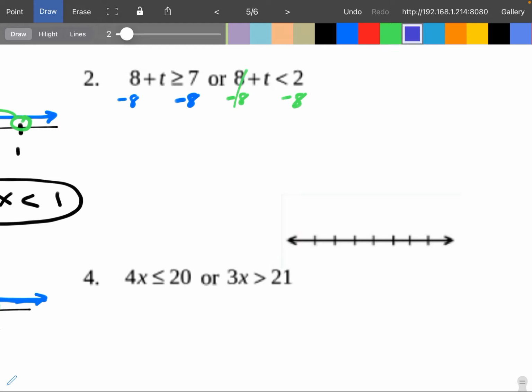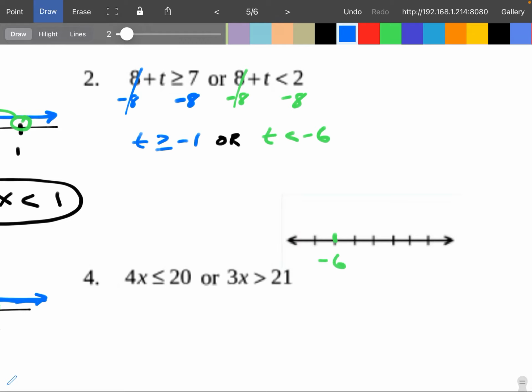So let's do that. So we'll do this one in blue. So we're going to do minus 8 on this side, minus 8 on this side. Well, the other one you'd solve the same way, right? So minus 8 on this side and minus 8 on that side. Then these cancel out. These cancel out. And in the blue there, I get t is greater than or equal to 7 minus 8 is negative 1. And then I got the word or in the middle. And then in the green there, I get t on the left. And that is less than 2 minus 8 is negative 6. And then we just graph both of these and we're done.